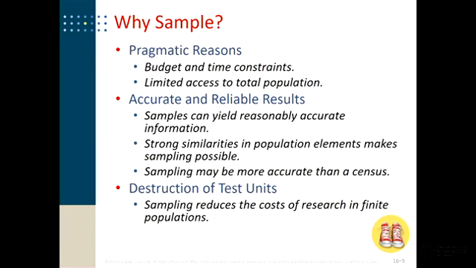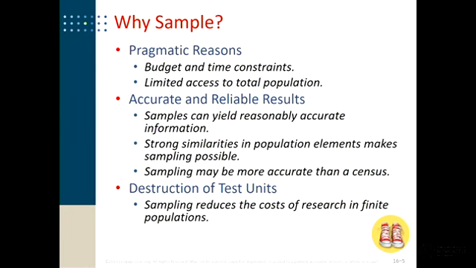Okay? Accurate and reliable results, which I already mentioned. Although apparently we believe that surveying the entire population will provide more accurate results, it may not, because of the problems I said: lack of interviewer skills, and mistakes associated with data collection and tabulation. That's why sampling might generate more accurate results, because of more trained people and closer supervision.